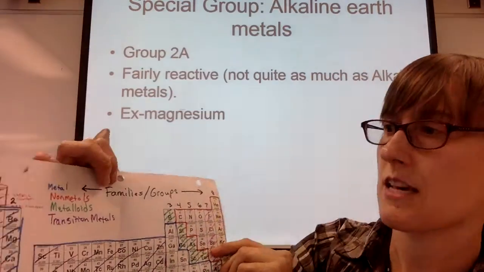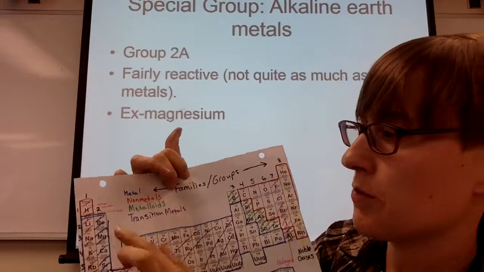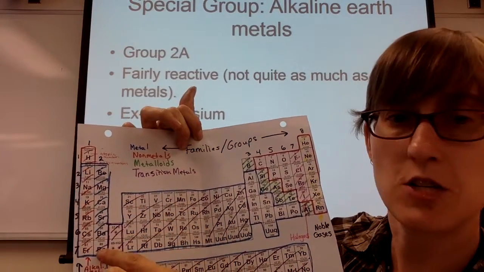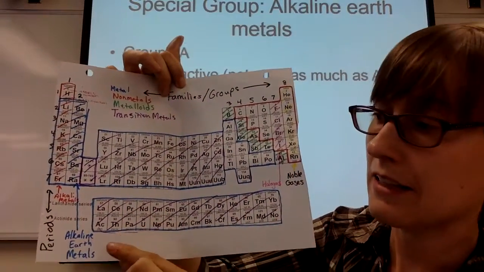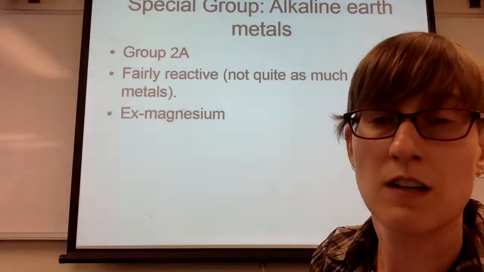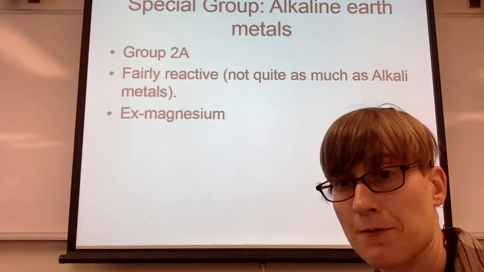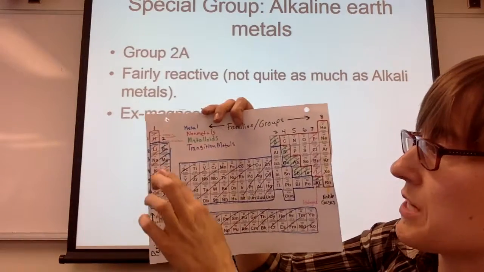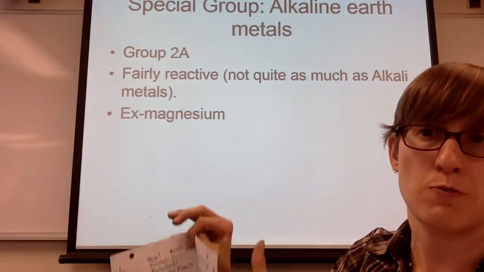The next group is the alkaline metals, alkaline earth metals. This is the group 2 of the periodic table. So I shaded mine in blue. I labeled it down here. Please be sure to do the same. These are fairly reactive. They're not quite as reactive as the alkali metals. And an example is magnesium. We'll see a video in just a few minutes about that.